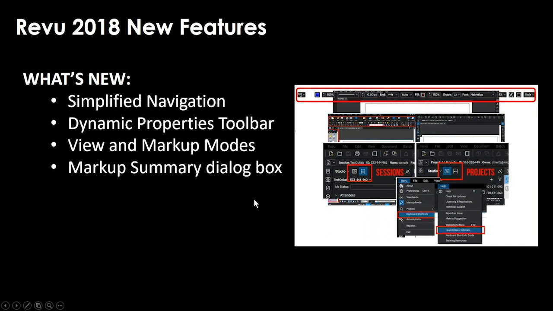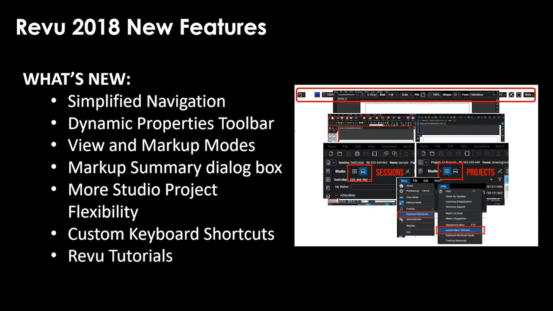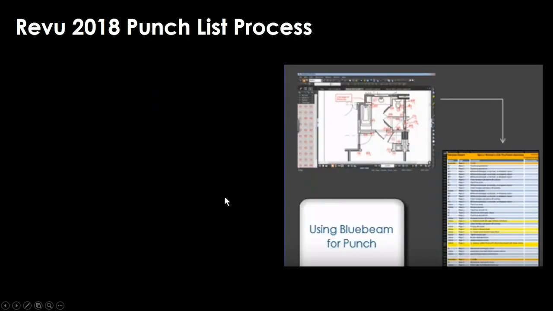The markup summary dialog box is a bit different than previous releases. There's much more flexibility with Studio projects, being able to open files from multiple projects or upload, and while things are uploading, be able to work as well. In this release, you can actually customize your keyboard shortcuts, so that was nice. And when you first start the product, there are review tutorials. They're still there under the help menu.